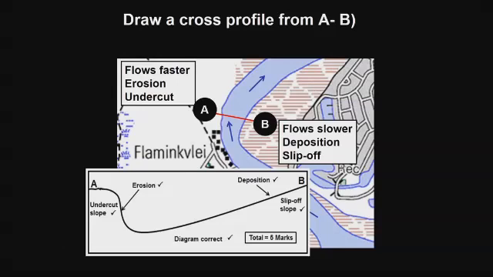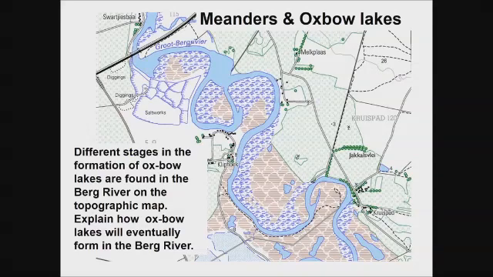Now, if they ask, this is the way in which they mark it. They've given 5 marks for this, for instance. Where's the erosion? Where's the undercut slope? Where's the deposition? Where's the slip-off? And if you've got the correct diagram, another mark. 5 marks for this. See that you're in a position to draw your different cross profiles on your river. Meanders and oxbow lakes, right?